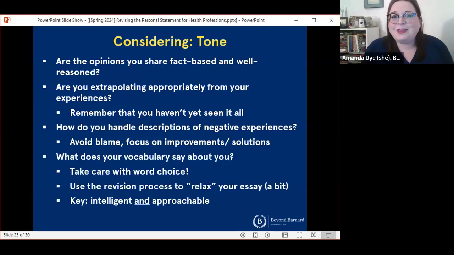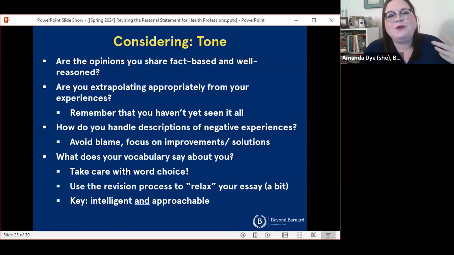Again, you also want to think about the words, the literal words that you're using, taking care with word choice. I think that the revision process can often be an opportunity to take it down a notch. If you found yourself really in a thesaurus, or I don't know if y'all even know what a thesaurus is, but I guess you can, they're internet ones.